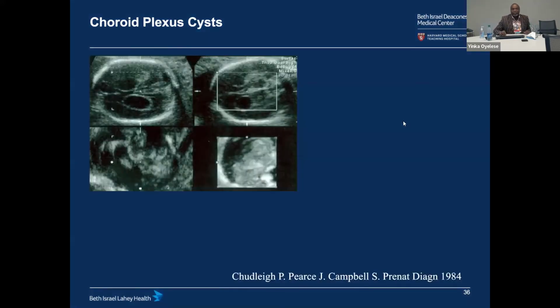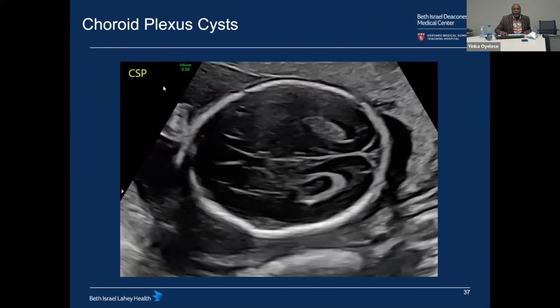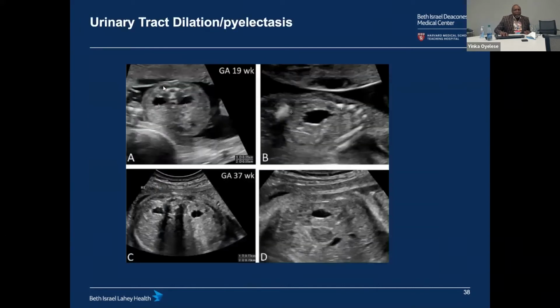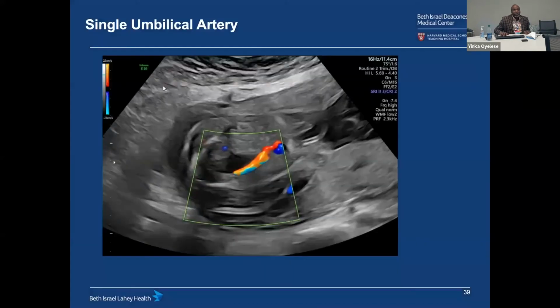And these are choroid plexus cysts. You can see those cysts in the brain. Here, if you can see my mouse, I don't know if you can, but we'll go ahead. So those are some choroid plexus cysts. Urinary tract dilation is very common. As I said, it could occur in up to 3 to 5% of babies, especially male. It's just dilation of the renal pelvis. It has no significance from the viewpoint of Down syndrome.